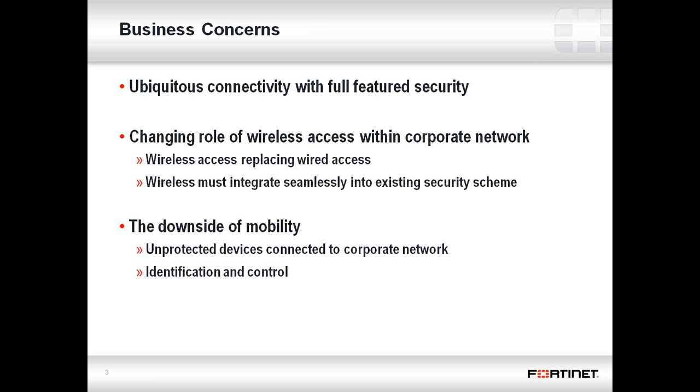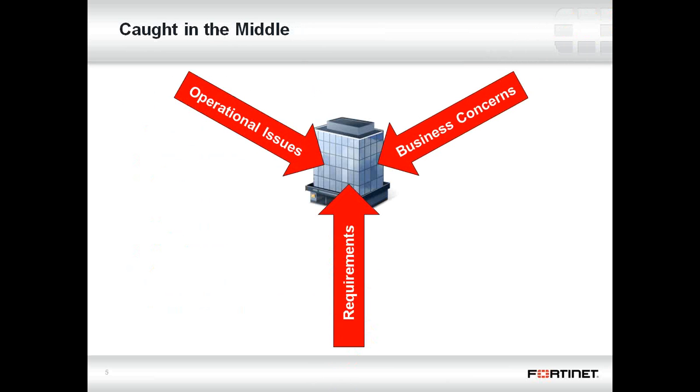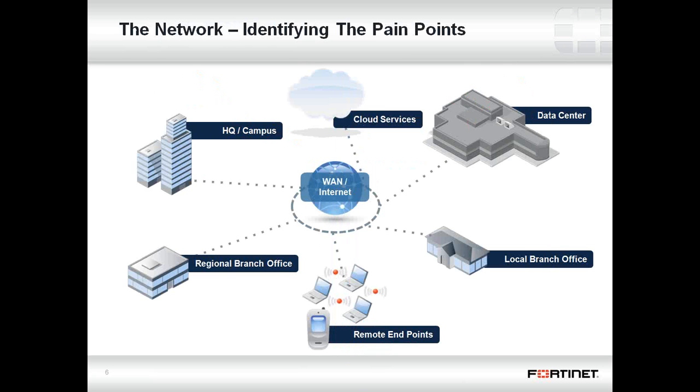The third of these three pressures are what we call mandatory requirements. On one hand, it is something you're dealing with on a day-to-day basis. It's in the background. It's something that's always there. Optimization of your existing resources, cost-effectively managing your growth, trying to simplify the administration of the network. And depending upon your industry, there may be a component of regulatory compliance. All three of these are placing the organization under pressure. And if the organization is under pressure, certainly the network that the organization uses is feeling that pressure as well.